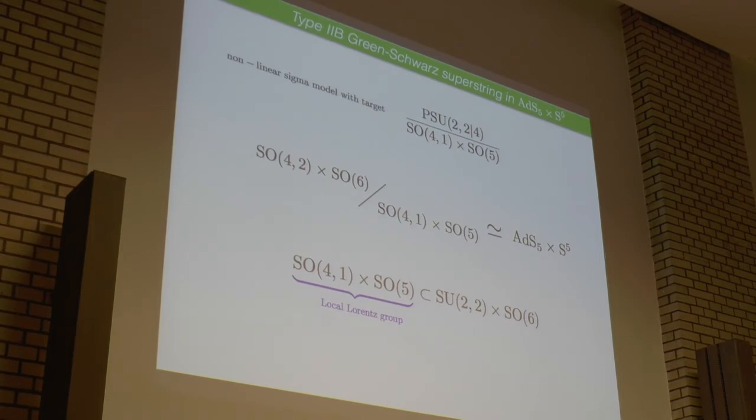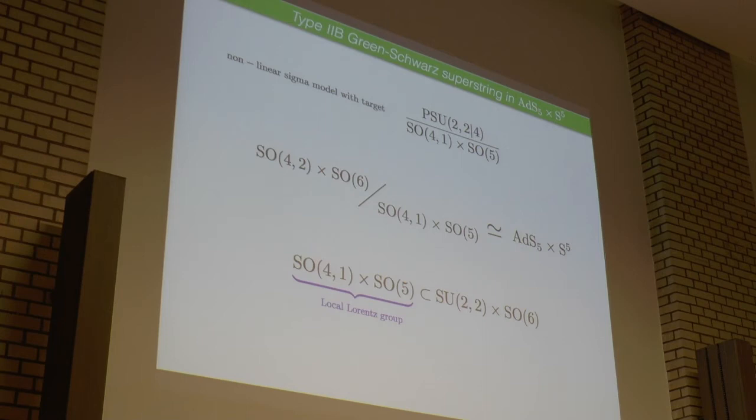A string is a one-dimensional object. Now I take this string and throw it into AdS5 cross S5, and it propagates somehow there. And what is the AdS5 cross S5 superstring? So first I need to describe what AdS5 cross S5 is.